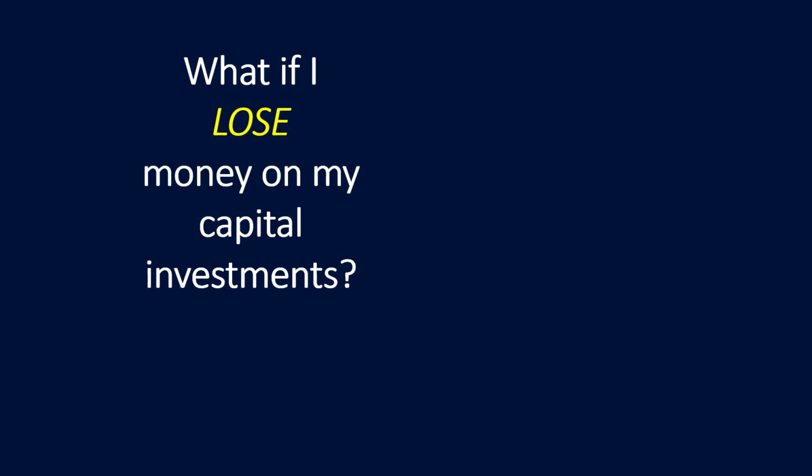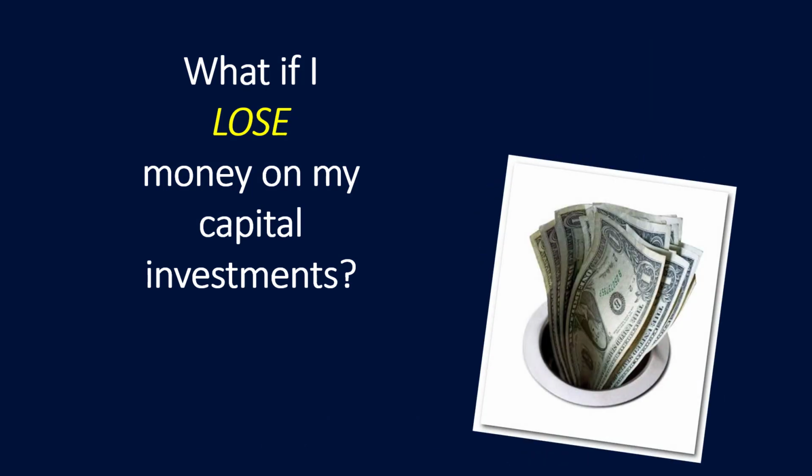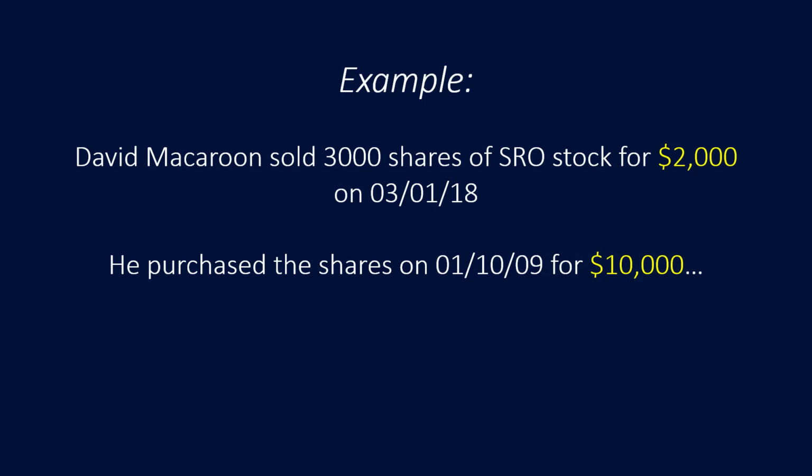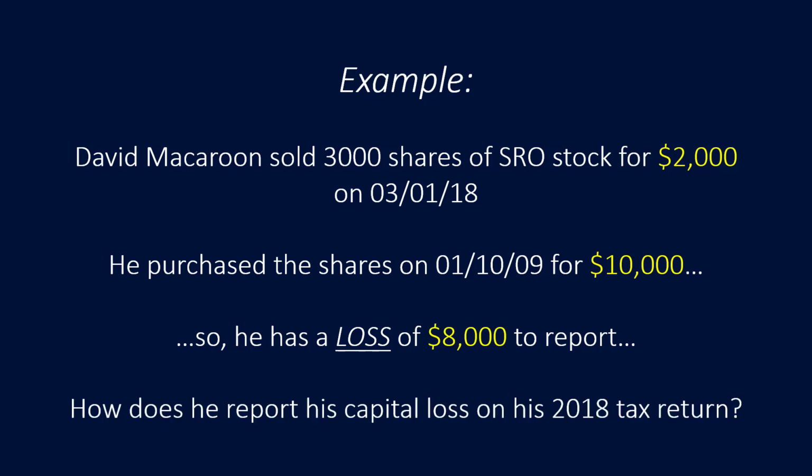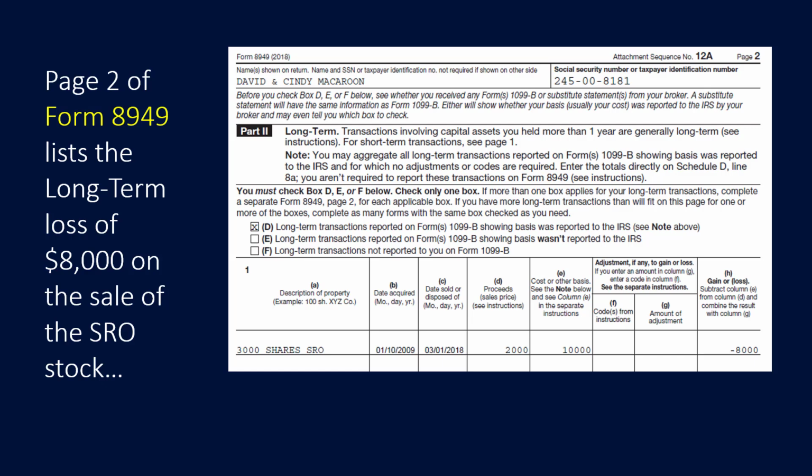So what if I lose money on my capital investments? Well, for example, David Macaroon sold 3,000 shares of SRO stock for $2,000 on March the 1st, 2018. He purchased the shares on January the 10th of 2009 for $10,000. So he's got a loss of $8,000 to report. How does he report this capital loss on his 2018 tax return? Well, page 2 of Form 8949 lists the long-term loss of $8,000 on the sale of the SRO stock.